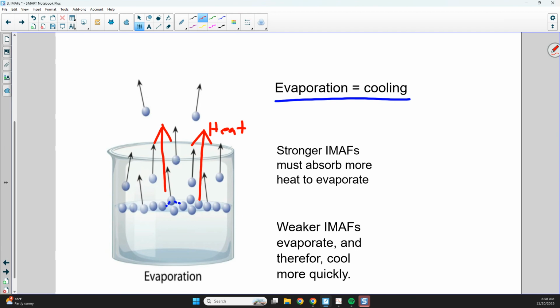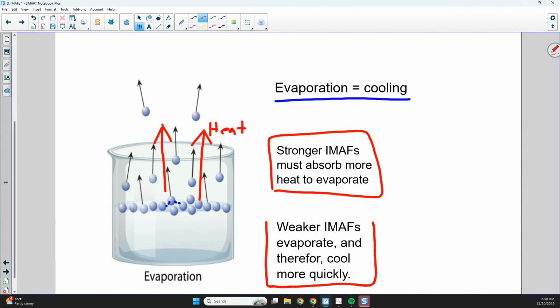Okay, the other thing here is stronger IMFs must absorb more heat to evaporate. Okay, so remember that for today's lab. And weaker IMFs evaporate and therefore cool more quickly. So you might think that the best sweat would be a sweat that had really weak IMFs, but that may not necessarily be the case. Kind of keep that question in mind as we go through today's lab.